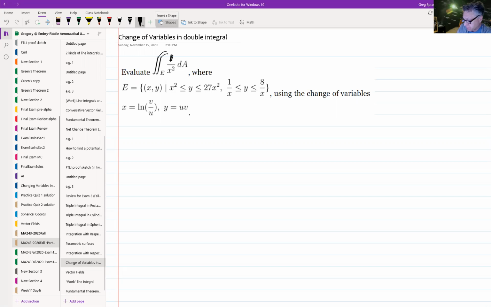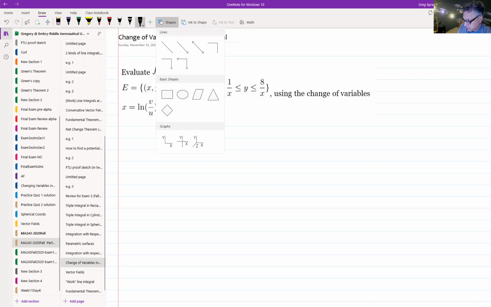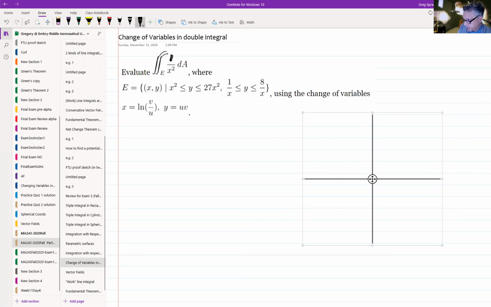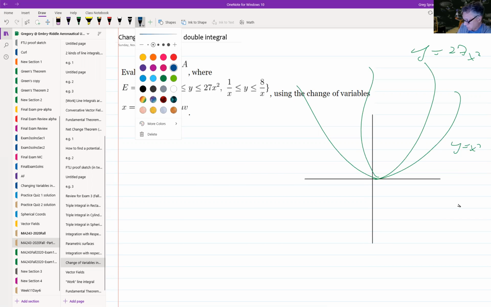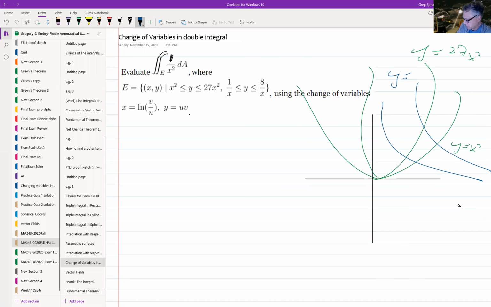It's a good idea to sketch the region. So y is between x squared and 27x squared, and also between, yikes. So y equals 27x squared, y equals x squared. y is also between 1 over x and 8 over x. So we get a 4-sided figure. Erase some of the stuff I don't need.